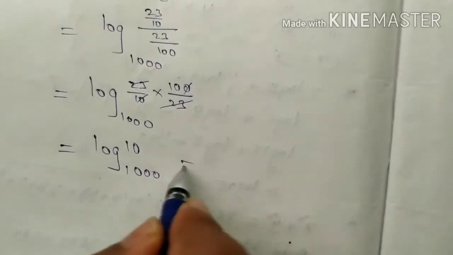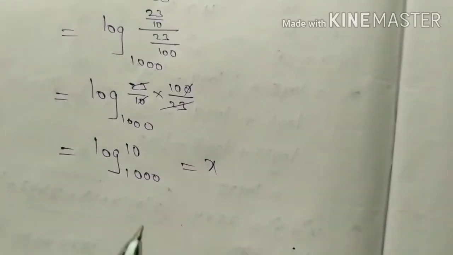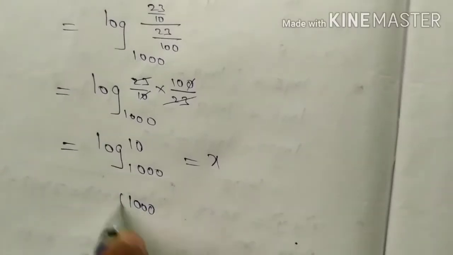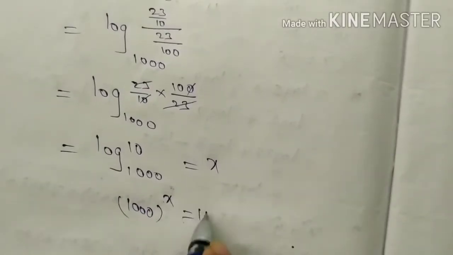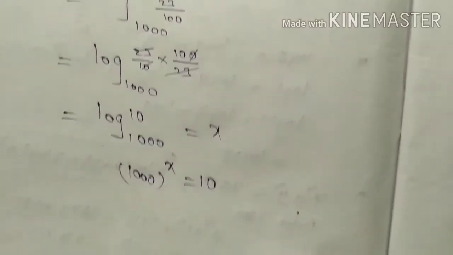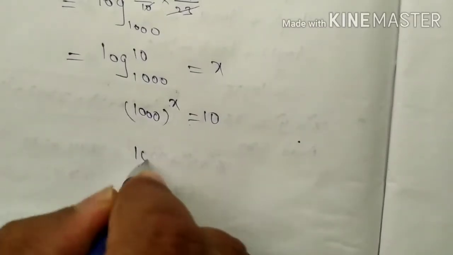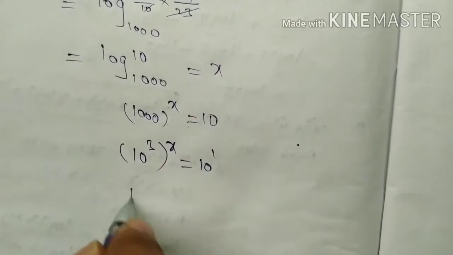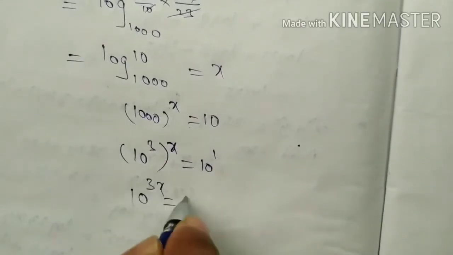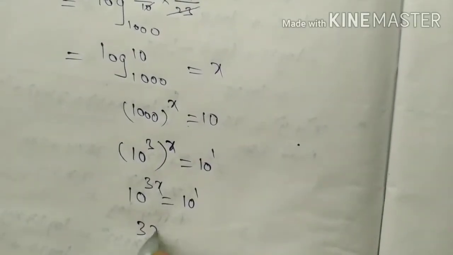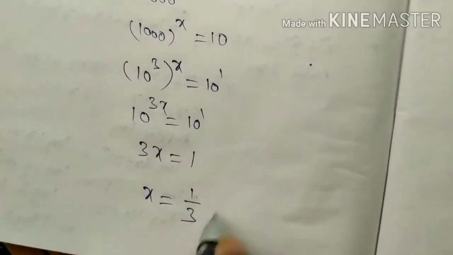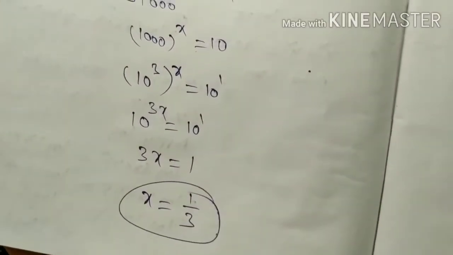Let us take some x. So first, how to find the value? This is 1000 power x is equal to 10. 1000 is written as 10 cube. Power x is equal to 10 power 1. 10 power 3x is equal to 10 to the power of 1. 3x is equal to 1. Now x is equal to 1 by 3. This is the value of 1 by x minus 1 by y.